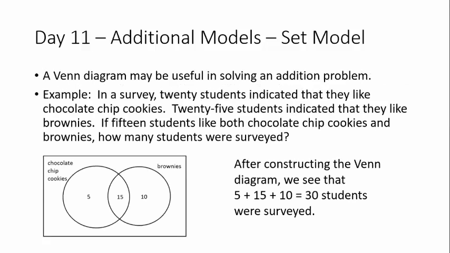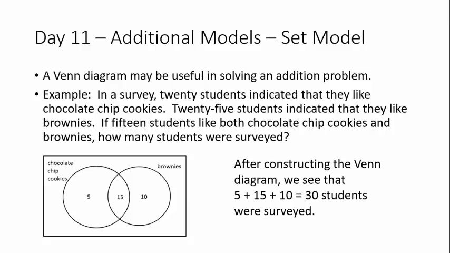Sometimes we can use a Venn diagram to help with the addition. We've talked about a Venn diagram in a previous lesson, so this is good review for us. Let's look at this example. In a survey, 20 students indicated that they like chocolate chip cookies. 25 students indicated that they like brownies. If 15 students like both chocolate chip cookies and brownies, how many students were surveyed?